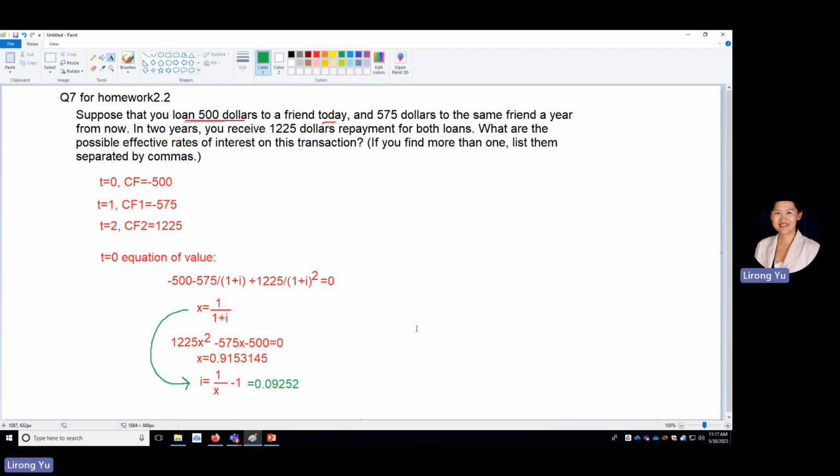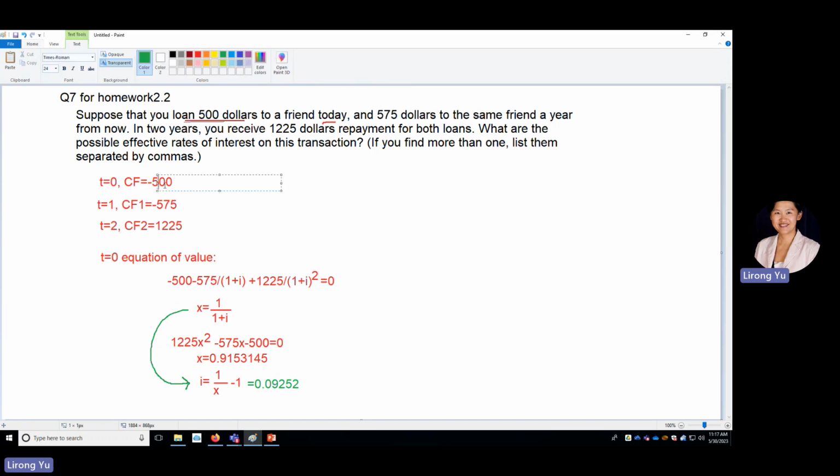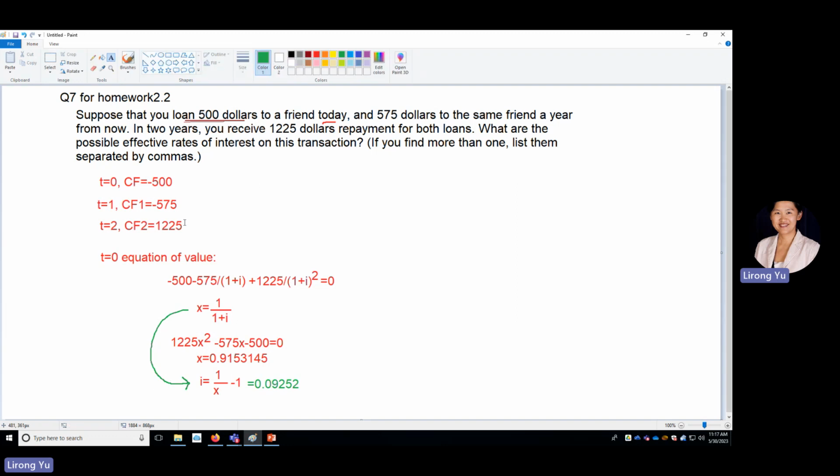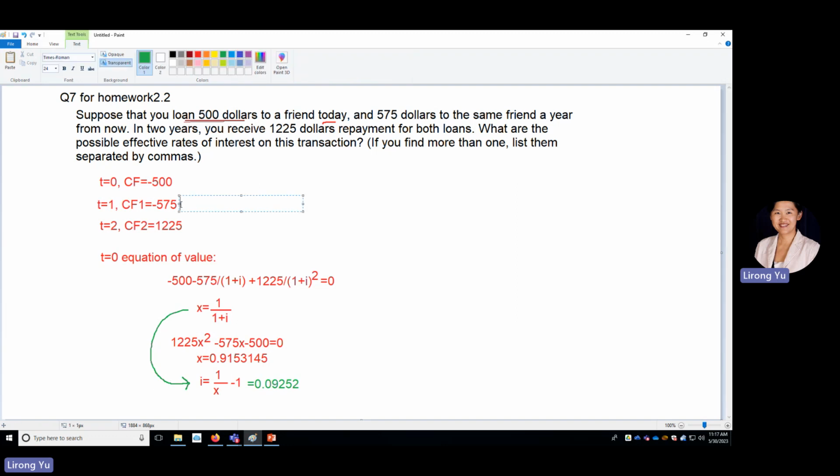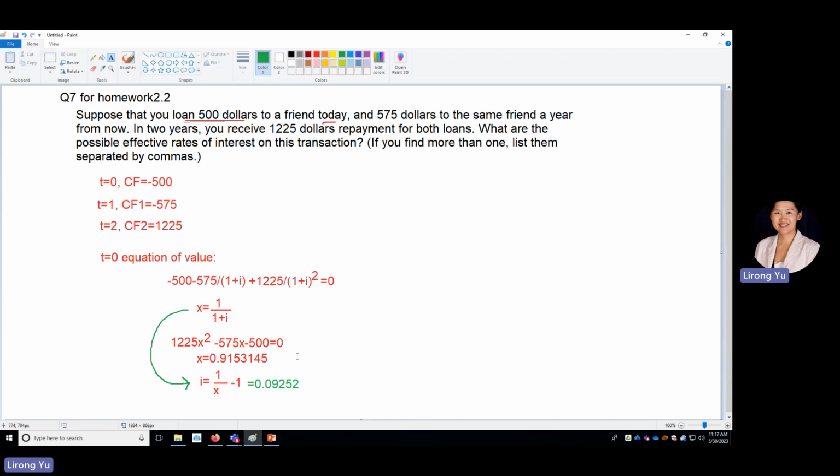The rest of them are similar to this. This one has two cash flows on the timeline other than the present value. So think about it, try to solve it with a BA II Plus calculator or solve it with an algebraic equation. I hope this provides some example when you are working on your homework questions.